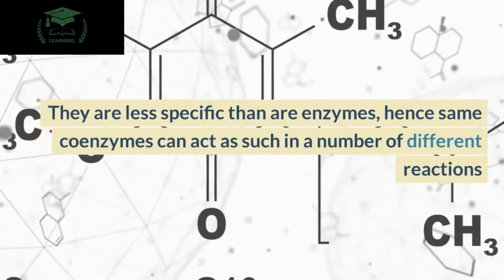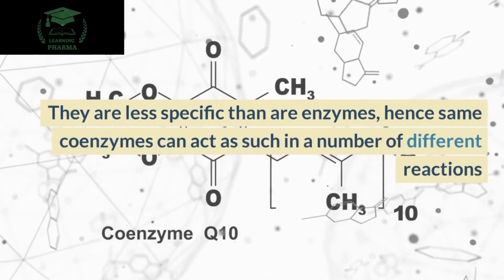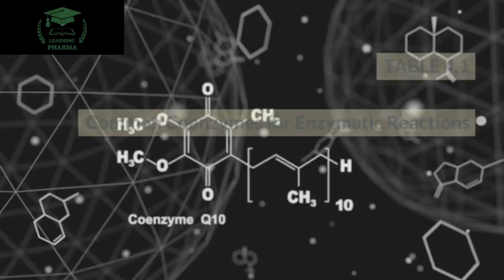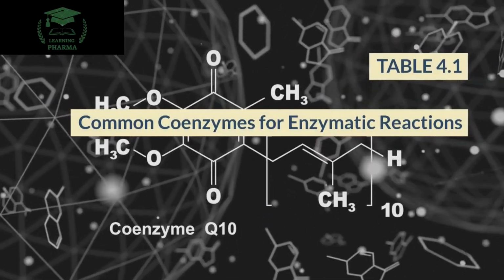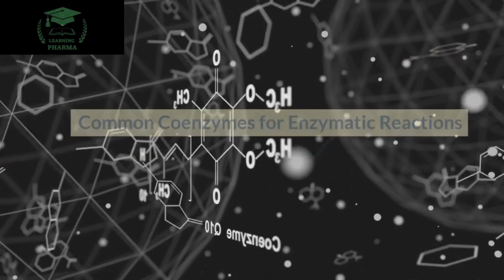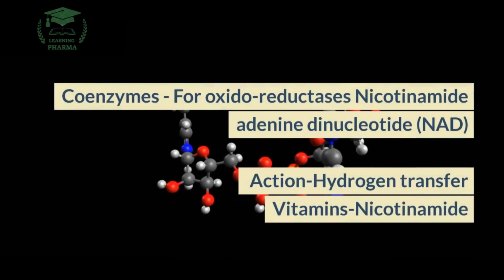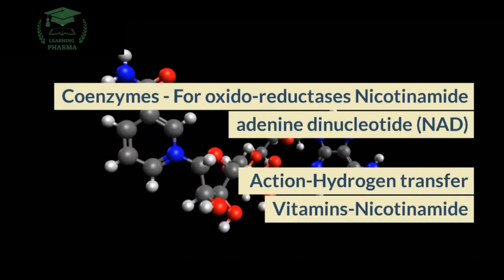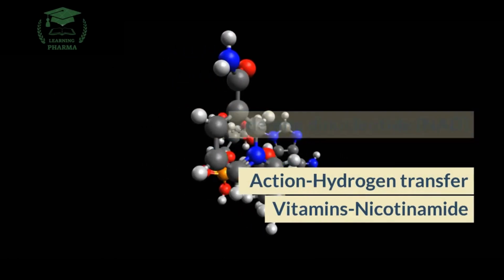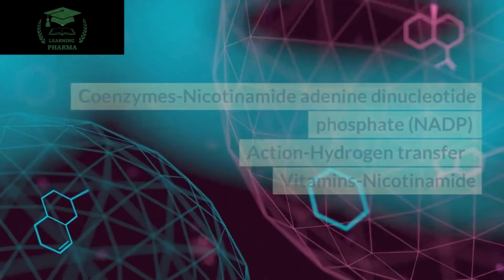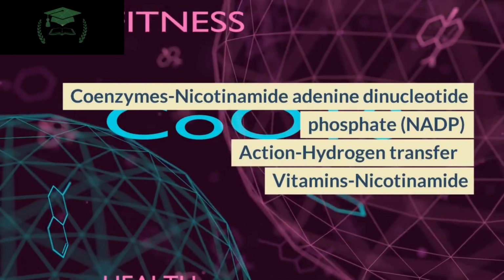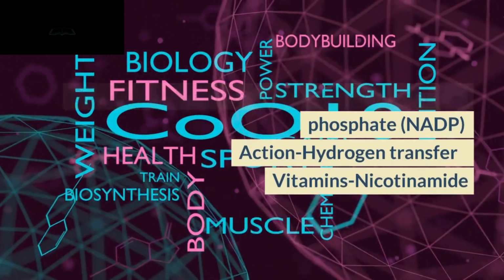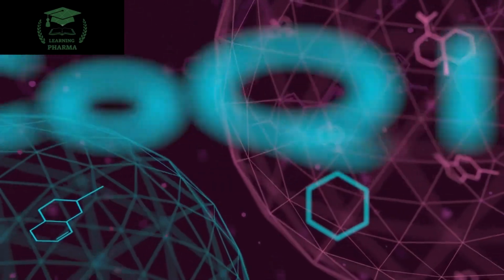They are less specific than enzymes, hence the same coenzymes can act as such in a number of different reactions. Table 4.1: Common coenzymes for enzymatic reactions. Coenzymes for oxidoreductases: nicotinamide adenine dinucleotide, NAD. Action: hydrogen transfer. Vitamin: nicotinamide. Coenzyme: nicotinamide adenine dinucleotide phosphate, NADP. Action: hydrogen transfer. Vitamin: nicotinamide.